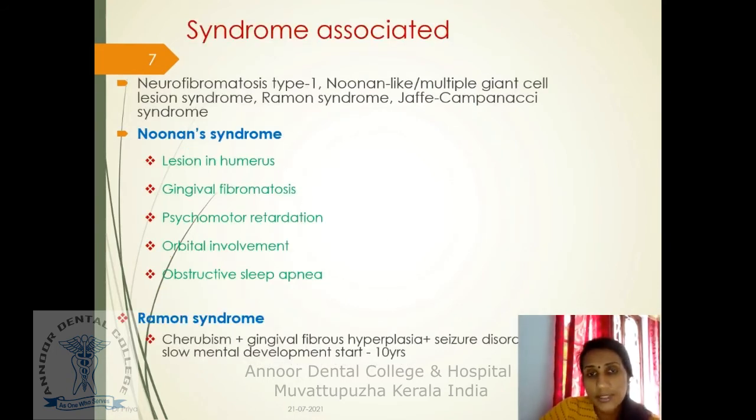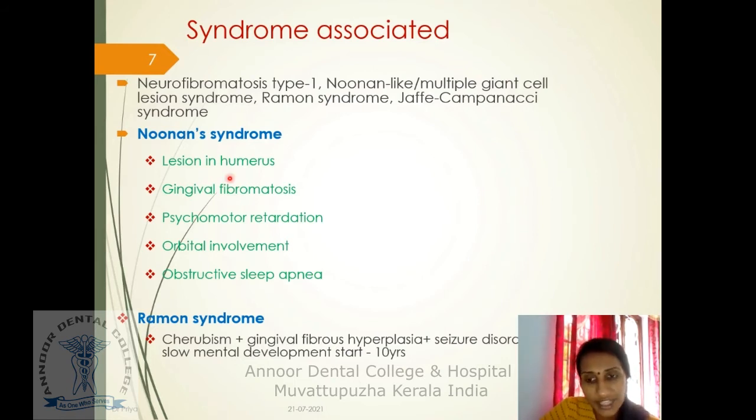You have certain syndromes associated with cherubism: neurofibromatosis type 1, Noonan syndrome, otherwise called multiple giant cell lesion syndrome, Ramon syndrome, and Jaffe-Campanacci syndrome. Noonan syndrome is the one most commonly associated with cherubism. Here you will get lesions in the humeral region, or humerus. Along with that, you will get gingival enlargement. So you will have gingival fibromatosis, psychomotor retardation, orbital involvement, and obstructive sleep apnea. These are some features or clinical presentations related to Noonan syndrome.